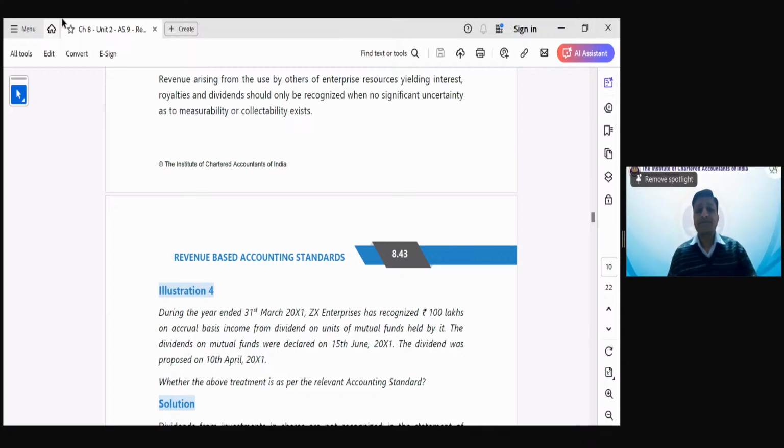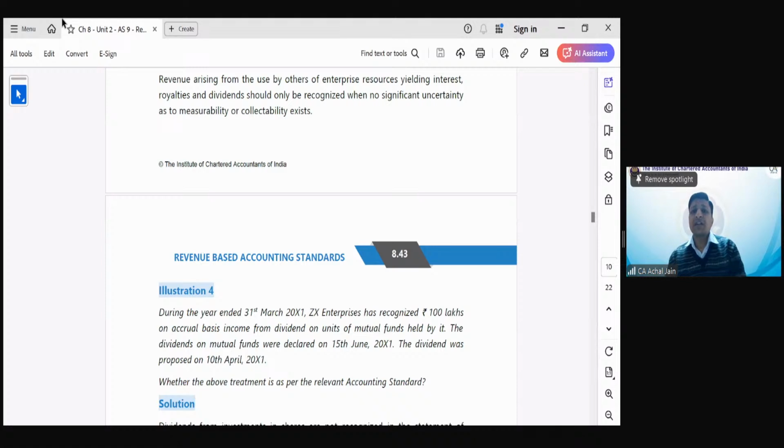Quickly, in relation to dividend, please remember it will be recognized when the right to receive payment is established. So out of these dates, 31st March, 10th April, and then I think sometime in June, when do you think the right to receive payment is established? Over to you quickly.